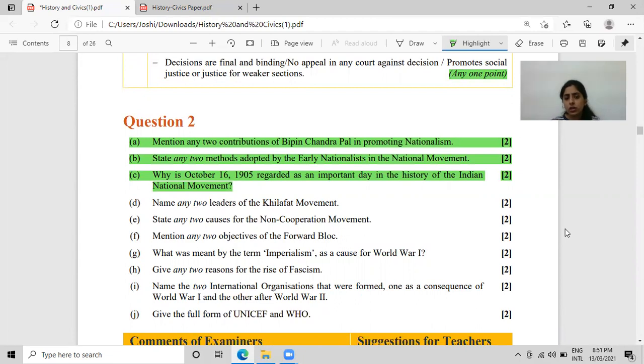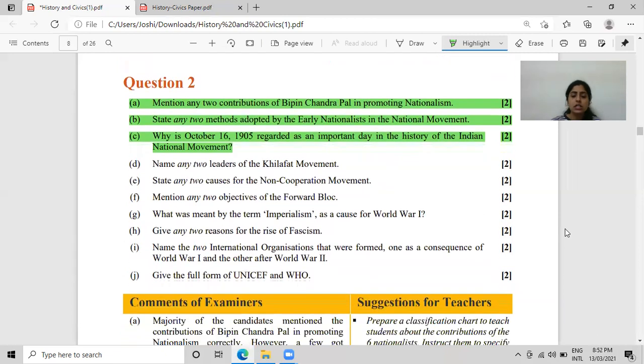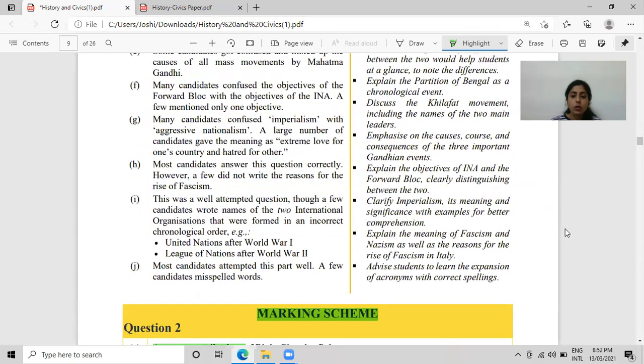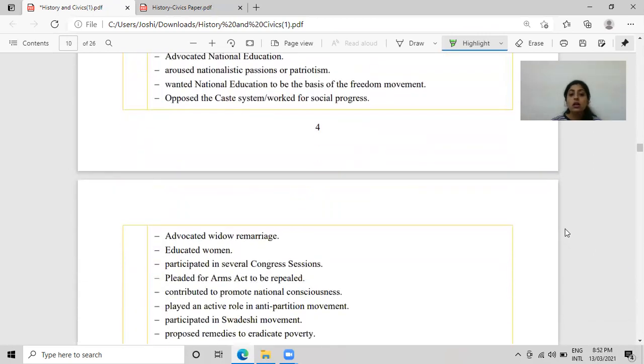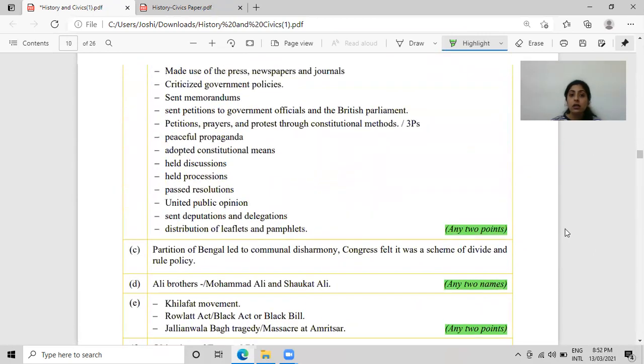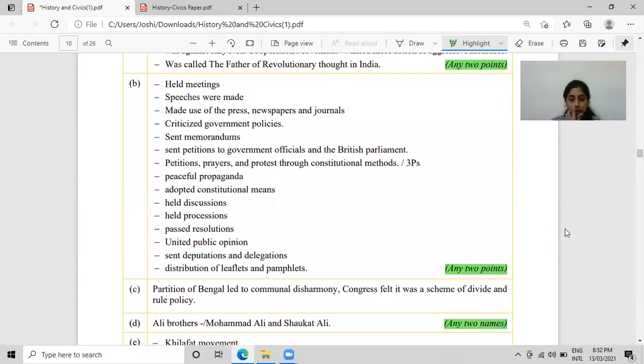Also, let's go for the third question. Why is October 16, 1905 regarded as an important day in the history of Indian national movement? Let's even discuss these two questions asked for 2 marks each. So the second question was the methods adopted by early nationalists.